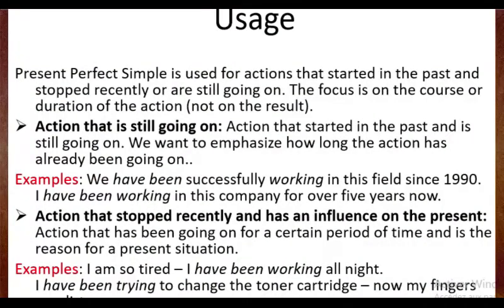When is the present perfect continuous used? The present perfect simple or continuous here is used for actions that started in the past and stopped recently or are still going on. The focus is on the course or duration of the action, not on the result. It's used to show that an action is still going on. Action that started in the past and is still going on. Here we want to emphasize how long the action has already been going on.